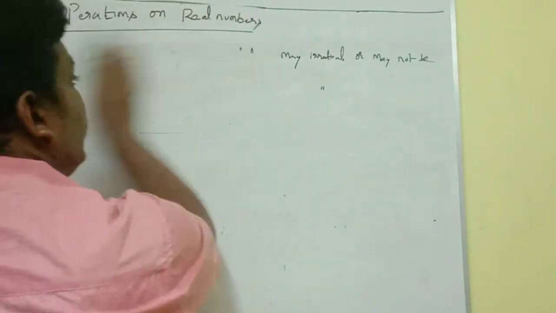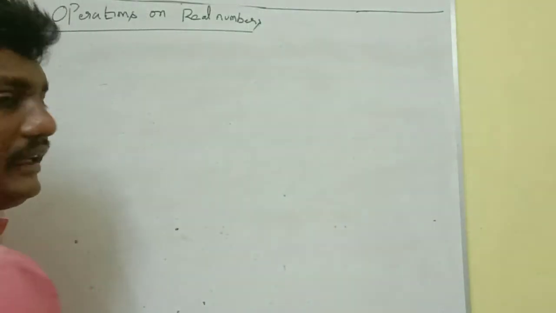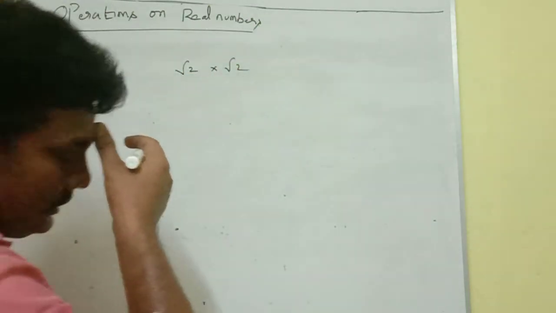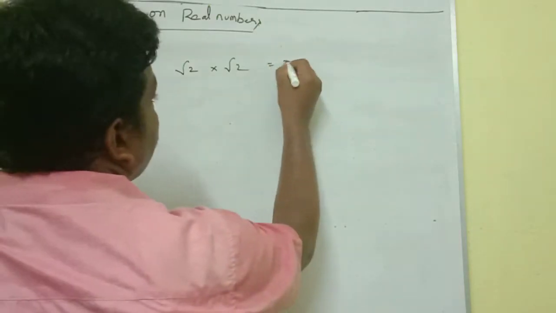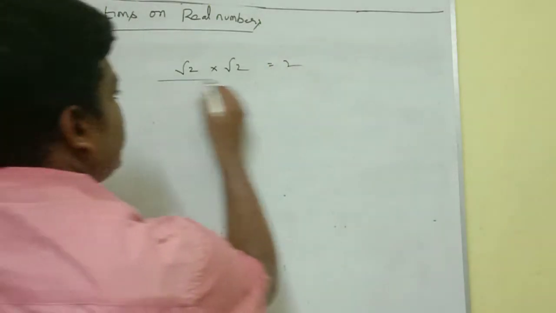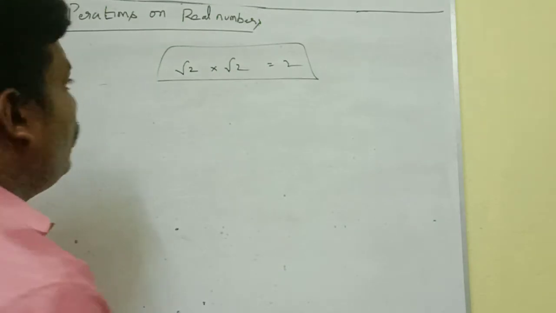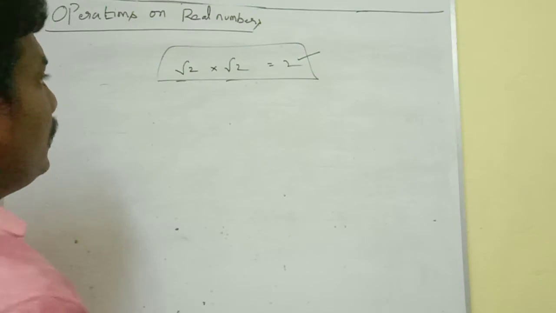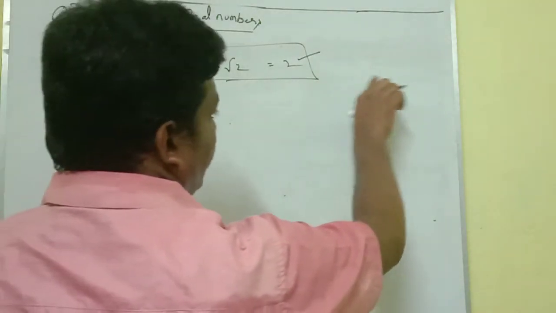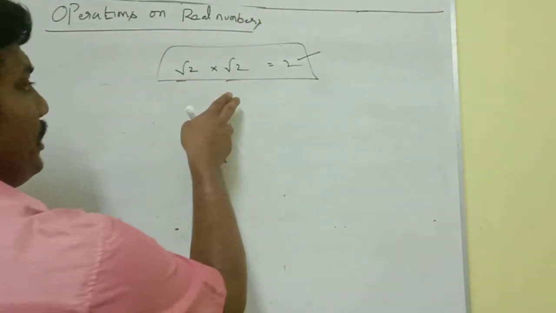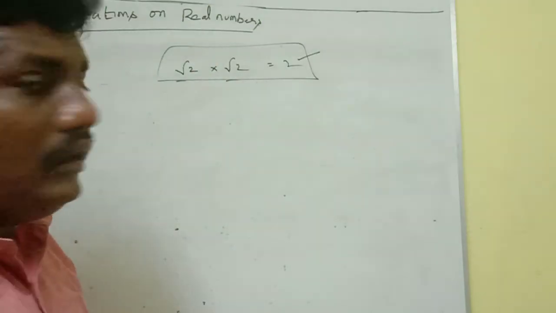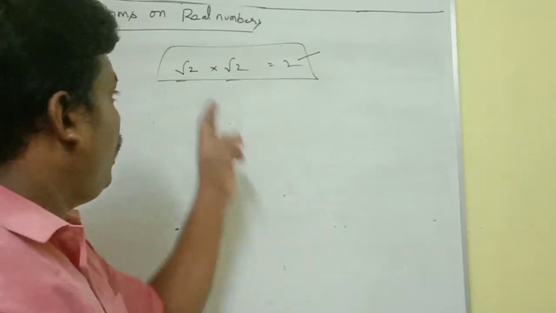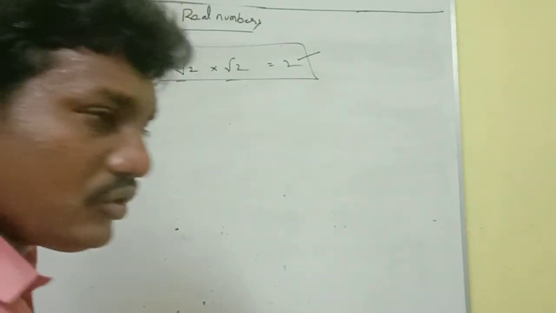Suppose, for example, root 2 into root 2. Previously we considered this example. Root 2 into root 2 is equal to 2. In this example, root 2 and root 2 are irrational numbers and 2 is a rational number. This process we already know, that is the rationalization process. In the rationalization process, the two irrationals which are involved in the product are known as rationalizing factors to each other.